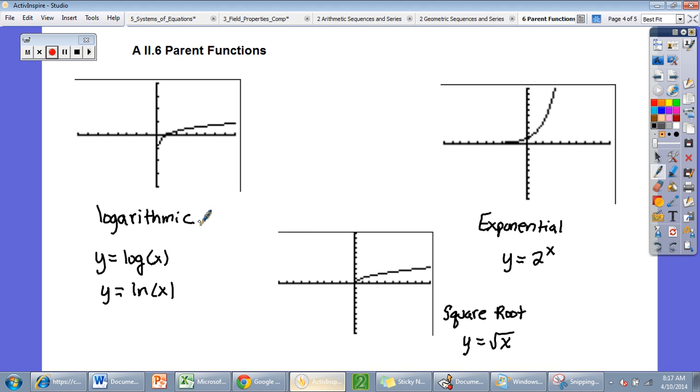Your logarithmic function would either be y equals the log of x, or y equals the ln of x, which is the natural log of x. So you can see both ways that it could be written for you. And then a lot of times that can be confused also with the exponential function. Exponential is y equals 2 to the power of x. But you should think about exponential growth. It starts and it grows very, very rapidly. It's almost the opposite of a logarithmic function, which is growing very, very slowly.